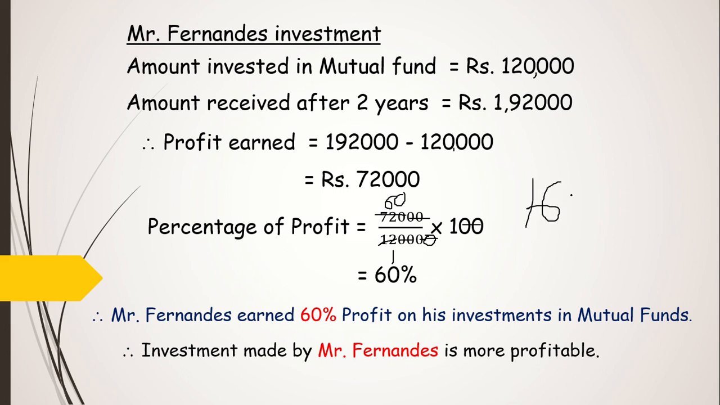16.64%. His profit was 16.64%, and Mr. Fernandez's profit was 60%. So obviously Mr. Fernandez's profit was more, right? So investment made by Mr. Fernandez is more profitable. Just remember there's one more zero here. It is 1,20,000, not 12,000.